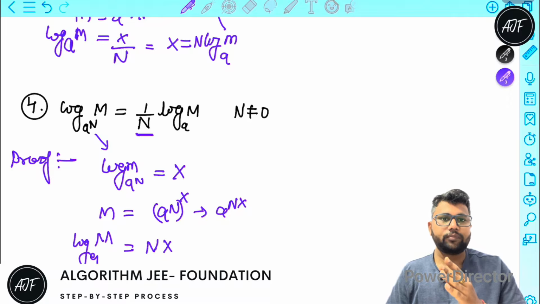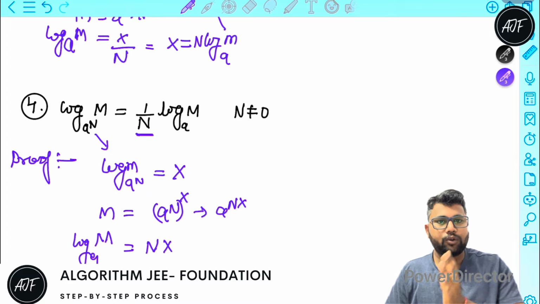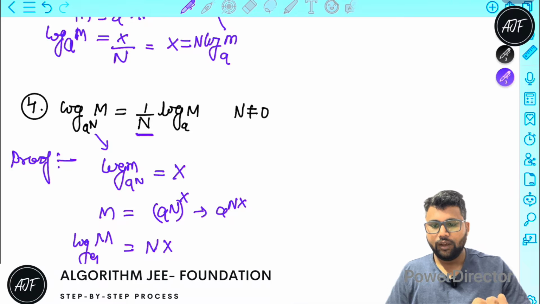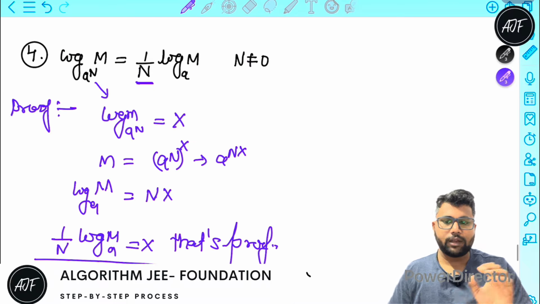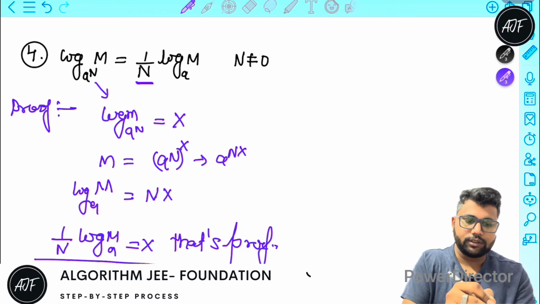Third one is a property where the power shifts to the coefficient. Same with the base power, it shifts to 1 upon the coefficient. Same thing, both the properties are sometimes used at a time. So now it is like this.